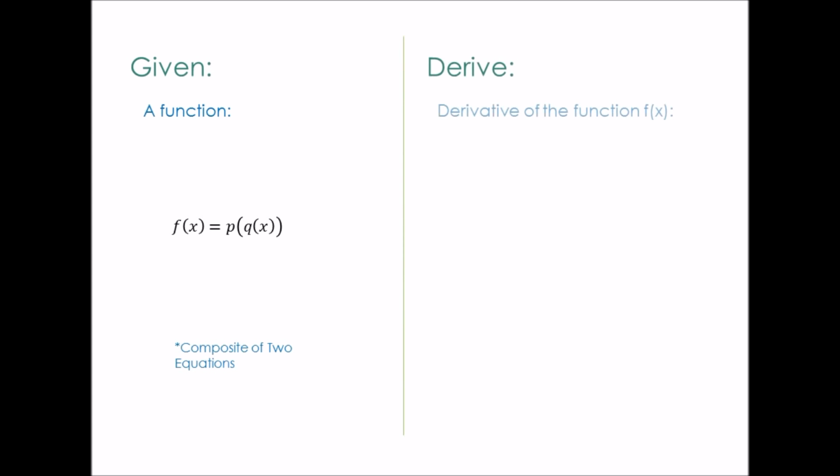So given a function, f of x equal to p of q of x, a composite of two separate functions, p of x and q of x, we want to derive the derivative of this function. Or in other words, we want to prove the chain rule. So we write down our derivative. And first, I'm going to let q of x be defined by another variable u. And by doing so, our composite simplifies to a single function, p of u.